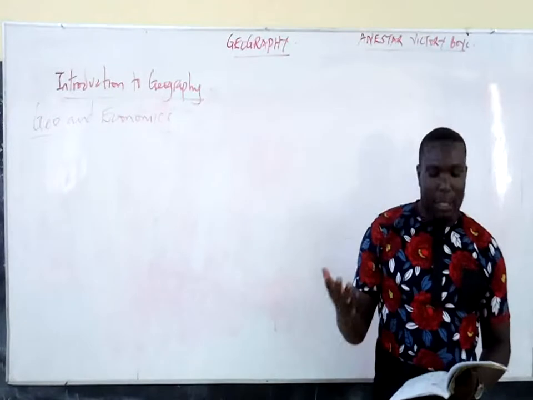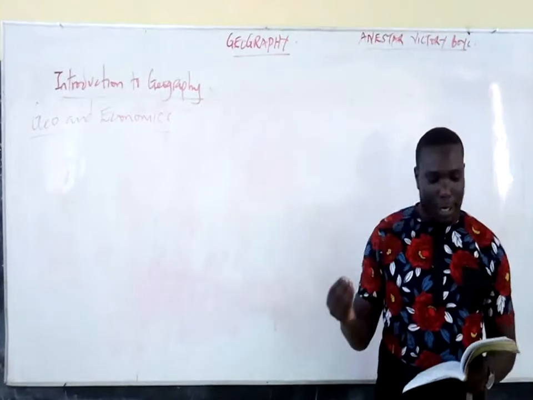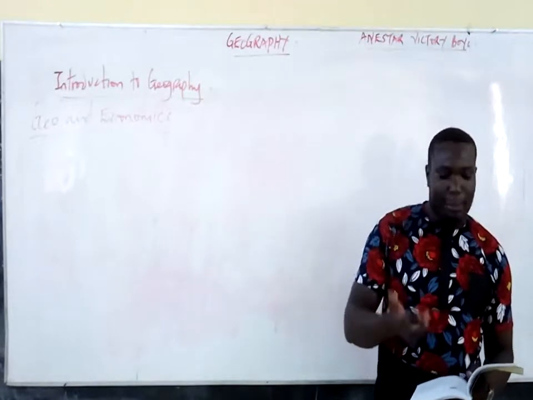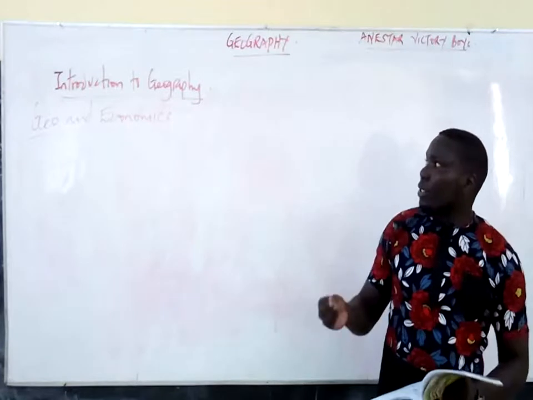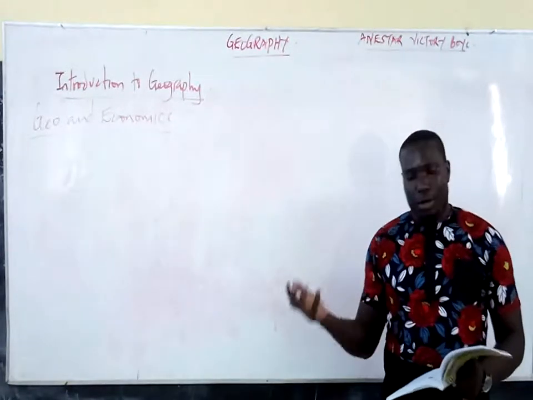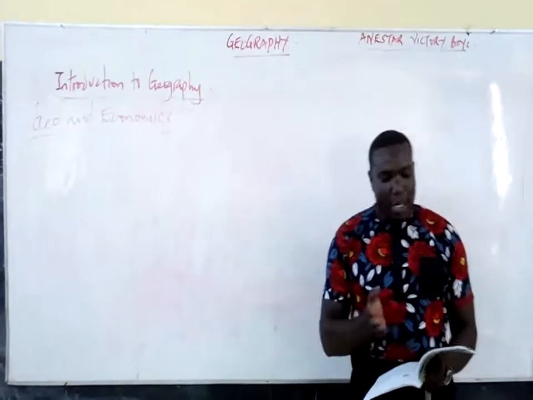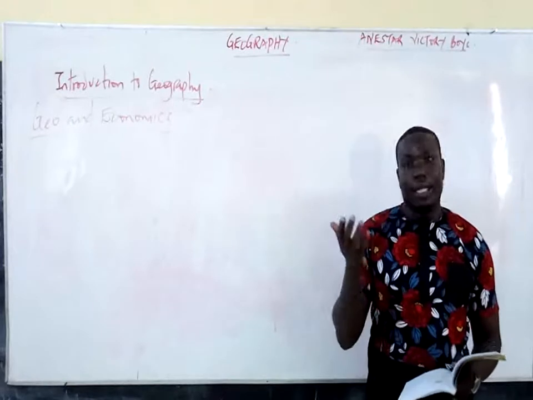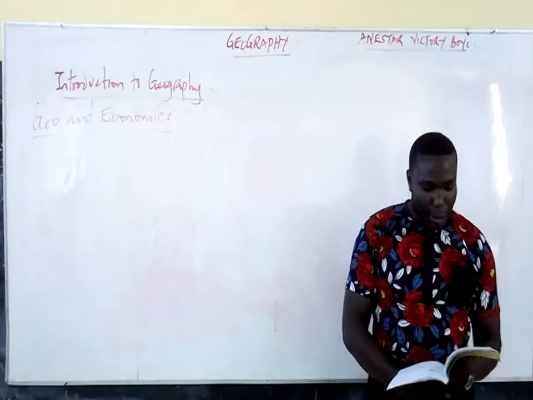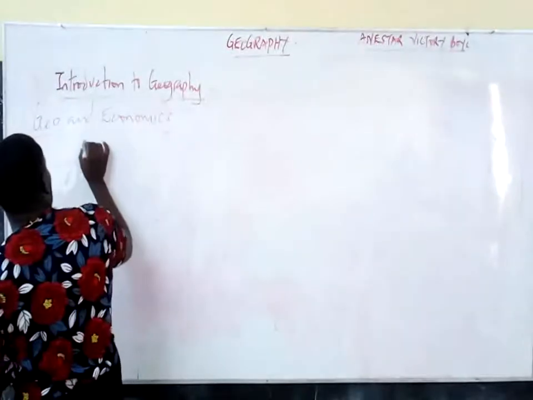It means that when you look at the relationship between geography and economics, you cannot talk about the production, distribution, and consumption of commodities without looking at the economics. So this means that you have to know the economics aspect of these commodities before you look at how they are produced, how they are distributed, and how they are consumed. So this gives rise to the branch known as economic geography.